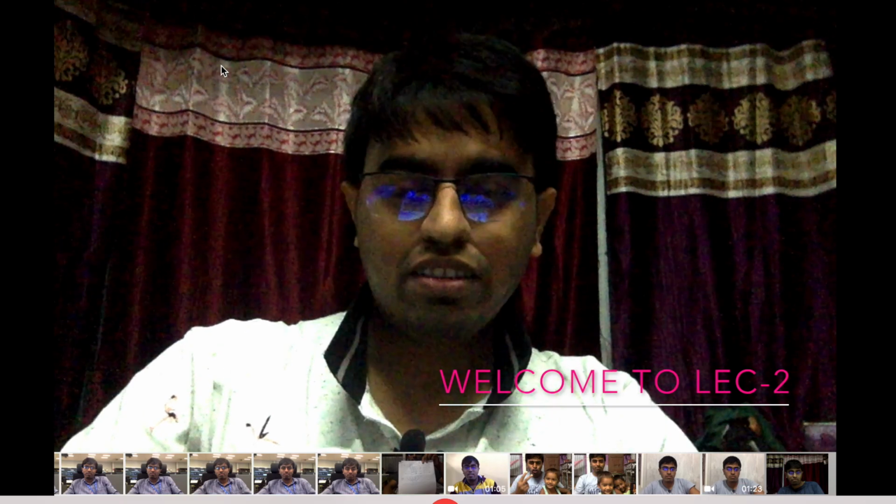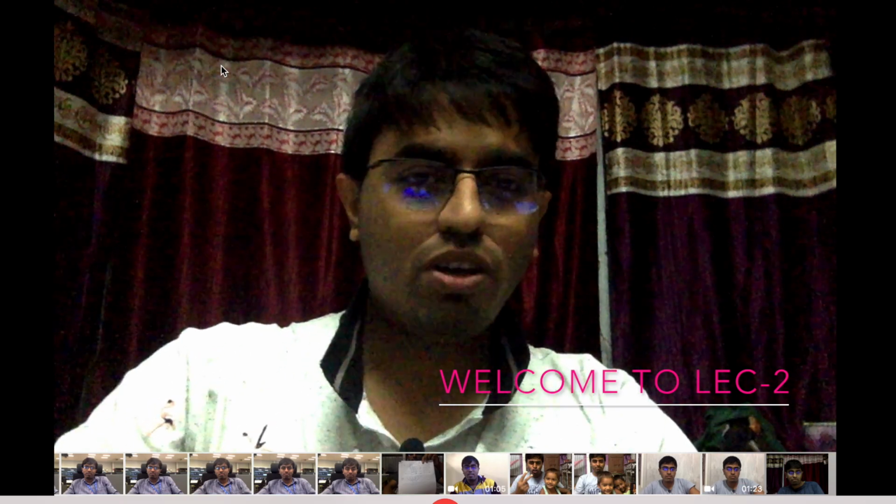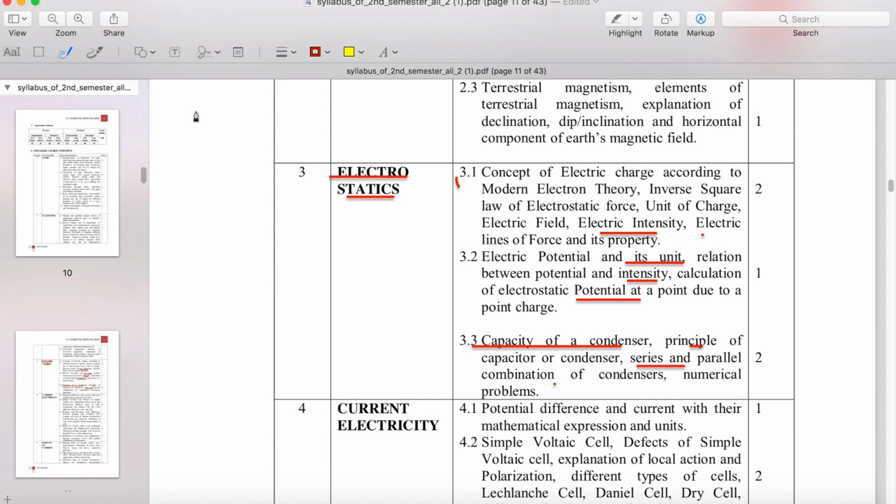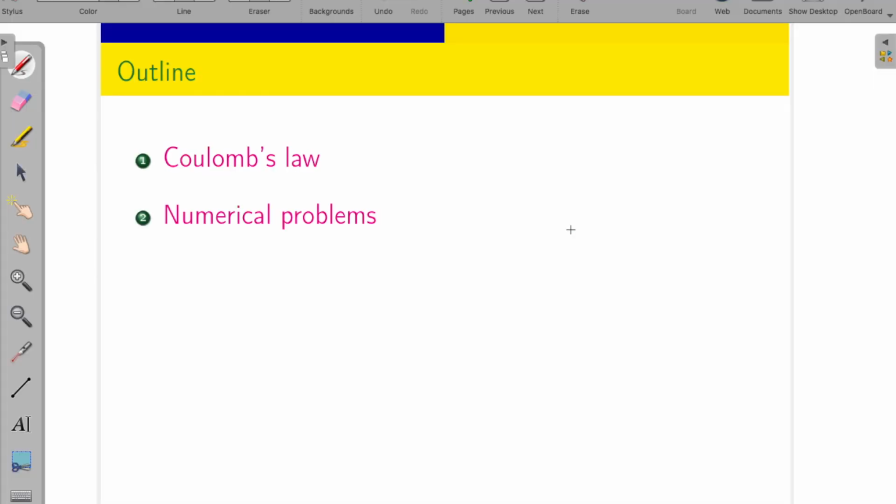So let's start our second lecture on electrostatics. In the last lecture we discussed electric charge. Today I'm going to discuss the next point, the inverse square law of electrostatic force. The outline of today's lecture is Coulomb's law, and we'll discuss a few numerical problems.